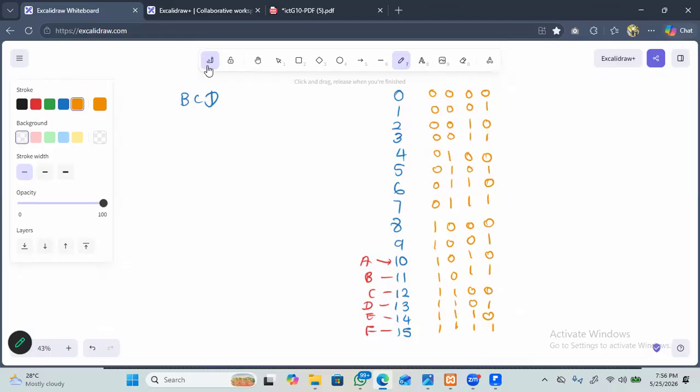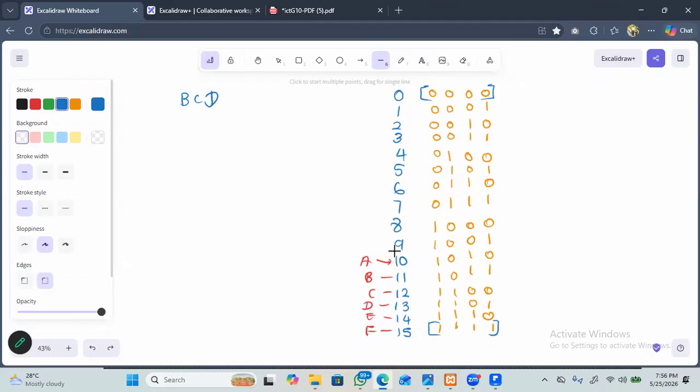If your chart is correct, the first column should be a set of zeros, the first row should be a 0, and the last row should be a set of ones. Now, in BCD, you are only going to get up to 9. You are only going to get up to here.